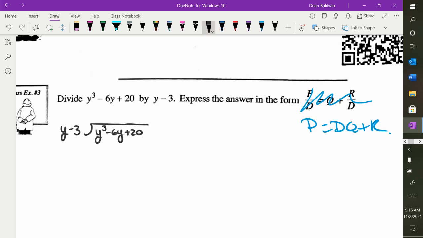We have y cubed minus 6y plus 20. I'm going to do something. I don't want you to write this down. I mean, I guess you can, but I'm going to make a mistake on purpose. All right? So if I write it like this, I ask myself in the first step, what do I multiply y by to get y cubed? Y squared. So y squared goes here. Then I FOIL that into y minus 3. So I get y cubed minus 3y squared. What is wrong with what happened here?